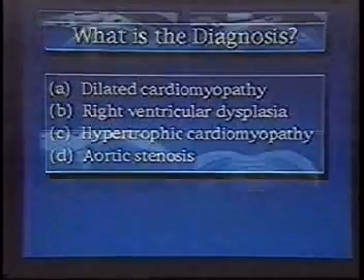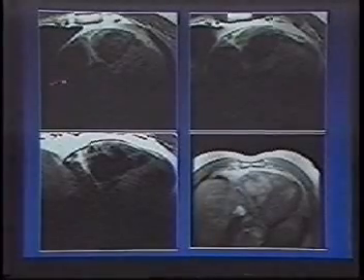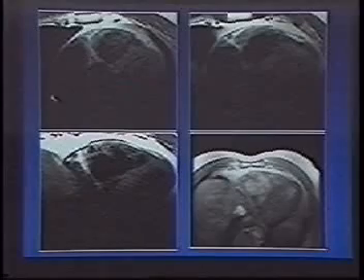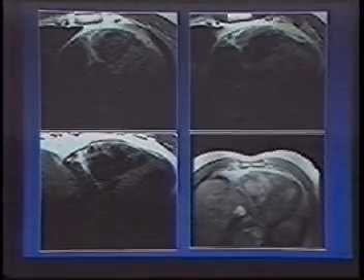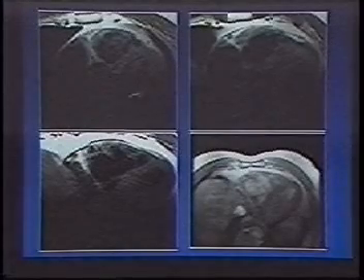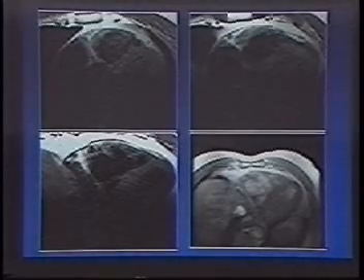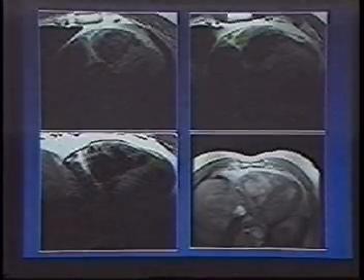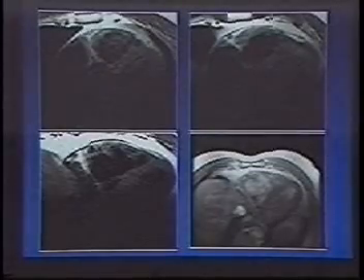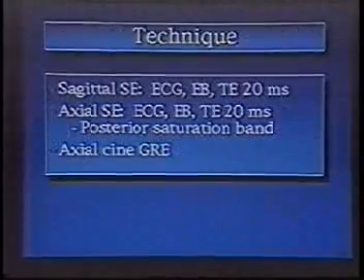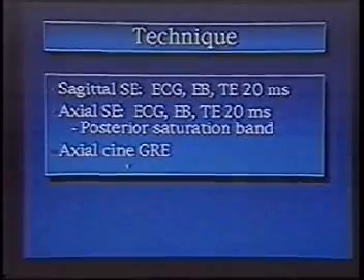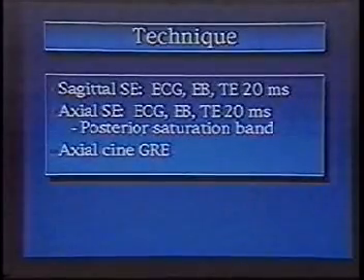And let me see if I can show that here. You see how the posterior aspect of the heart is saturated out with this band, which is about 50 to 60 millimeters, 5 or 6 centimeters thick. And that is done to reduce any artifact from cardiac pulsation. We do EKG gating, but even with that gating, there's a little bit of pulsation artifact. Okay, and then we do the cine in order to look at the wall motion.